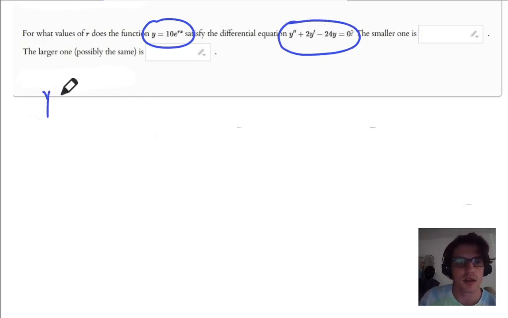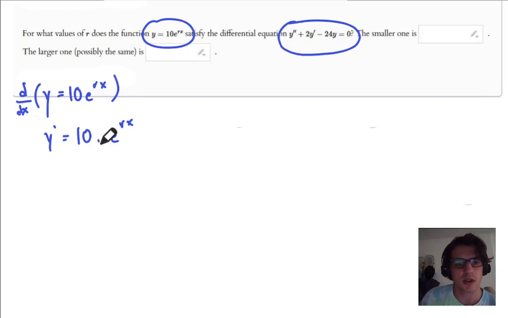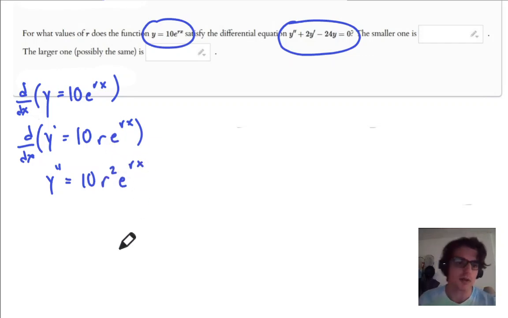So we take the derivative of 10 e to the rx. We're dealing with x, so this is d/dx. y prime is e to the rx times 10: 10 stays, e to the rx stays, and we bring down the r. The derivative of this, y double prime, is 10 stays, r stays, e to the rx stays, and the derivative of rx is r, so we multiply by r squared.